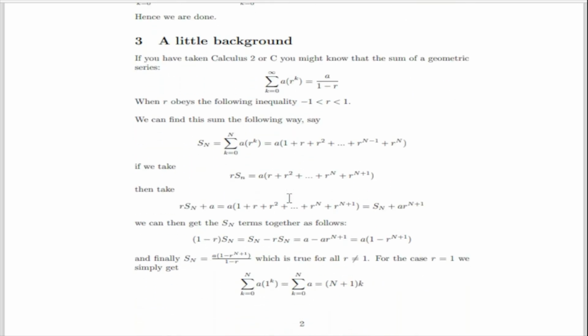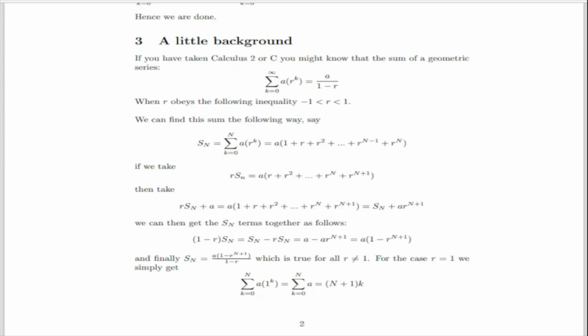A little background. The original question we were trying to solve had 1 over 2 to the k in it, right? Let's take a look at a little calculus. We know from calculus 2 or calculus C, depending on which you took, that the geometric series from 0 to infinity of some base value, a, times r to the k, where r is the base of the exponent, equals a over 1 minus r, when r obeys the inequality negative 1 to 1, non-inclusive. We can find the sum in the following way.